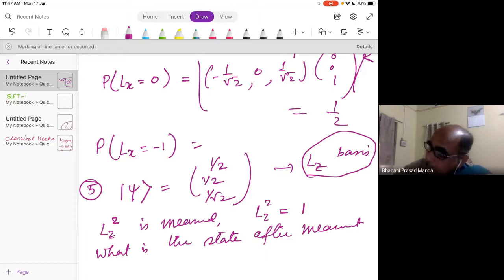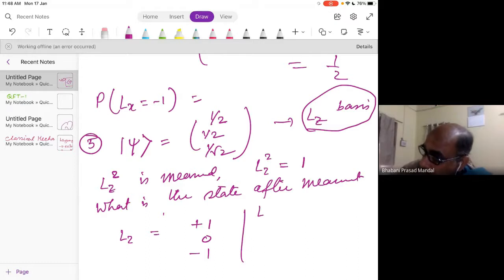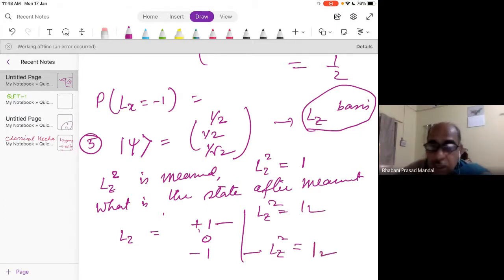And how probable, and probability, etc. Now, important thing, that concept of degeneracy, I told you, LZ is degenerate. LX, LZ values are plus 1, minus 1, and 0. But for this value, LZ square value will be plus 1. For this also, LZ square value will also be plus 1. So this will be degenerate state, these two states.